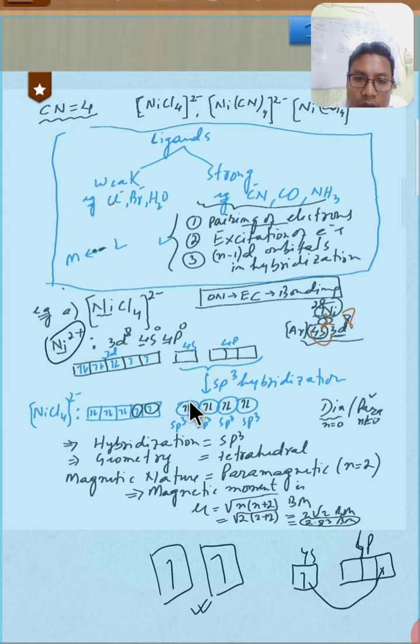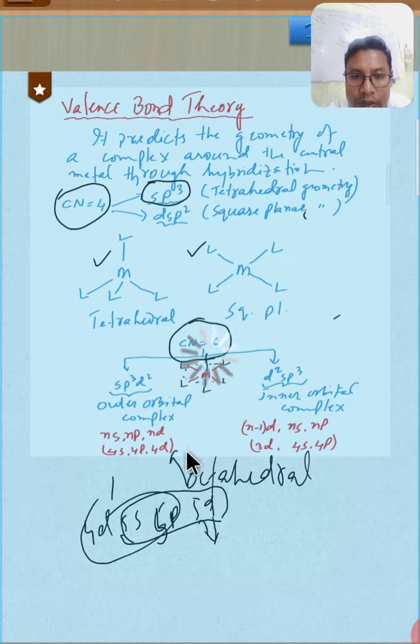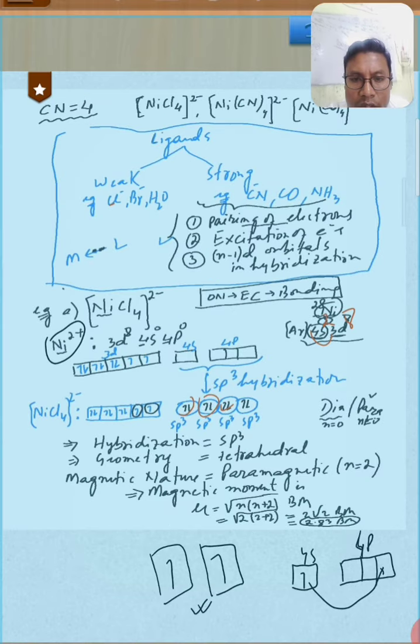These two electrons are from what? Cl. These two electrons are also from Cl. All the 8 electrons are from the 4 Cl ligands. So the hybridization will be sp3. I have already told that for sp3 hybridization, the geometry will be tetrahedral. So the geometry is tetrahedral.